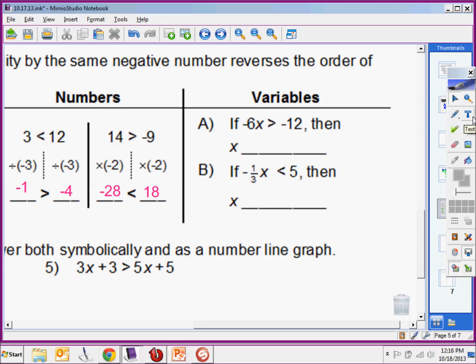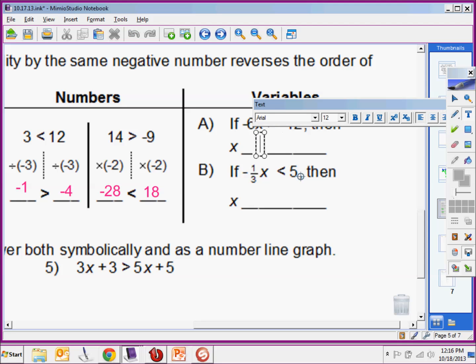What's going to happen here? You gotta divide by -6. I'm going to divide by negative 6. Because I'm dividing by negative 6, what's going to happen? Your sign changes. It's going to be less than. So x is less than positive 2.